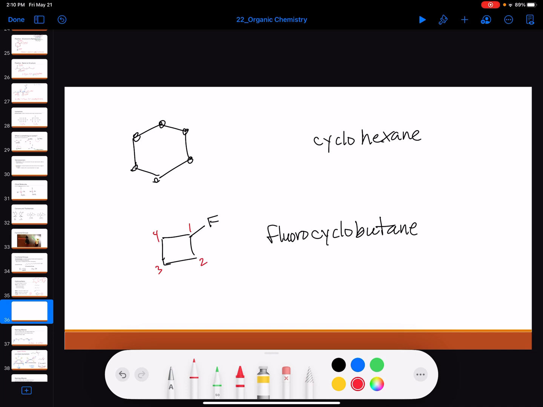I don't actually have to include the 1, because if I have just one substituent, that substituent is always going to be in the 1 position every time.